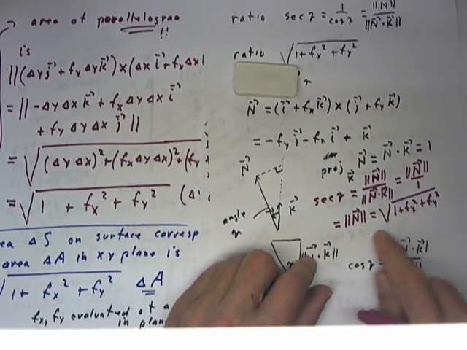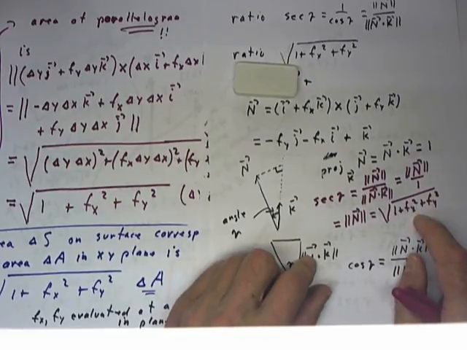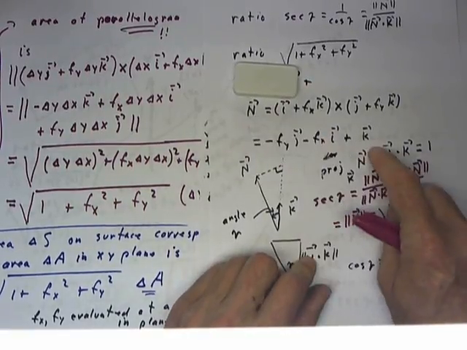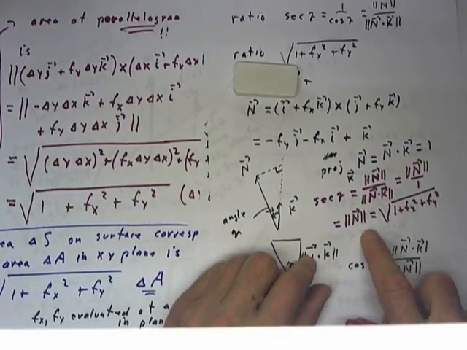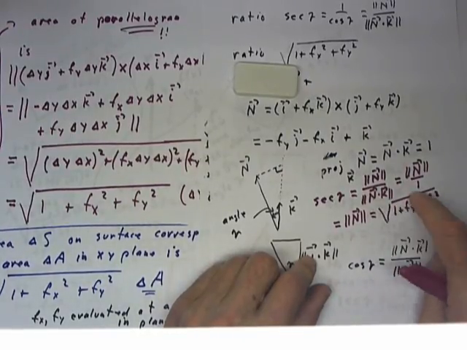The result doesn't in any way depend on the fact that our normal vector in this case had a k component of 1, so that our denominator here coincidentally had a magnitude of 1.